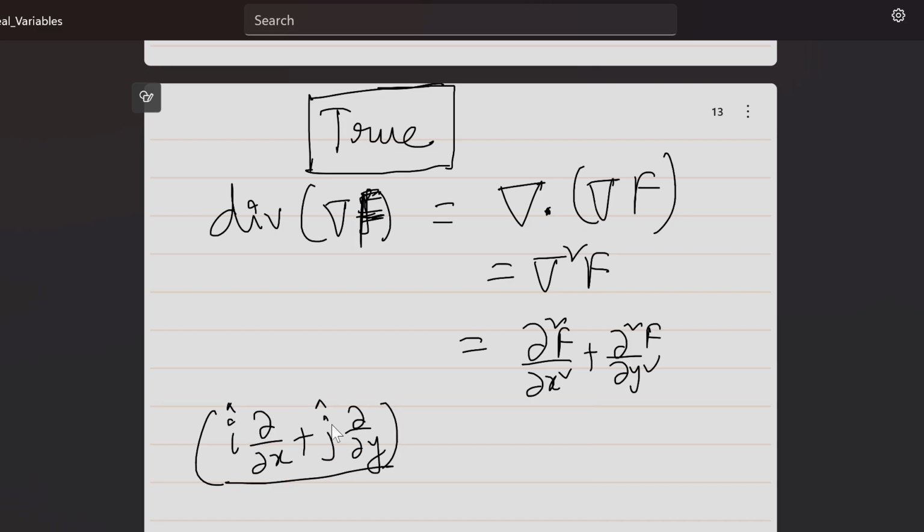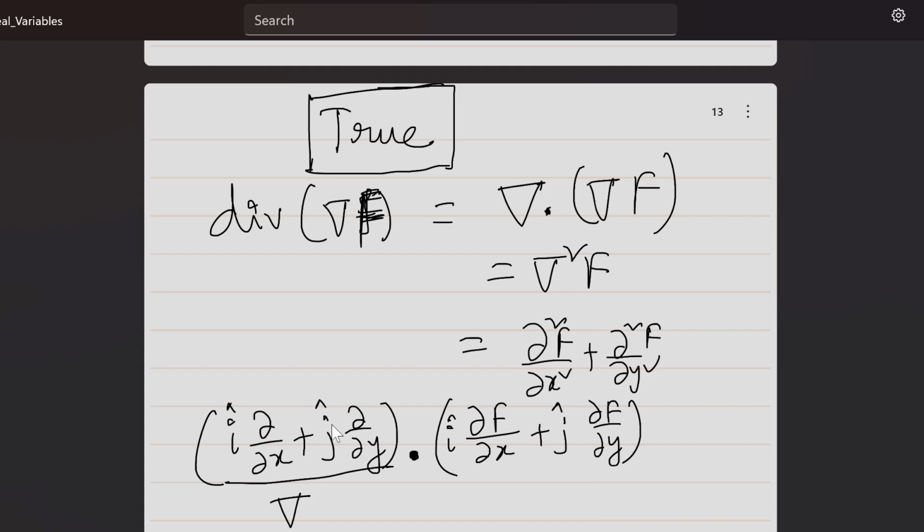Divergence means this is called the divergence operator, and grad is the grad operator. Divergence means dot product with a vector. So what is grad of f? Grad f means i del f del x plus j del f del y. In 2D I am writing. So this is a vector.